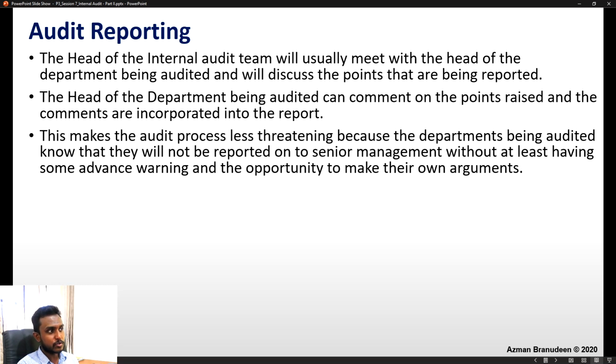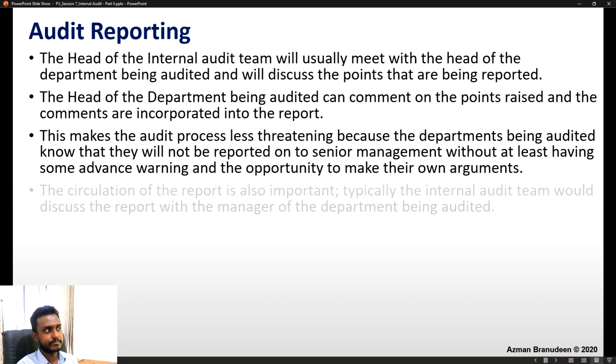This makes the audit process less threatening because the departments being audited know that they will not be reported on to senior management without at least having some advance warning and the opportunity to make their own arguments.